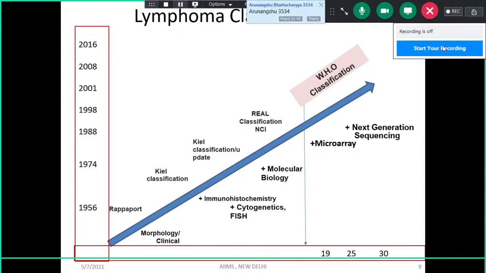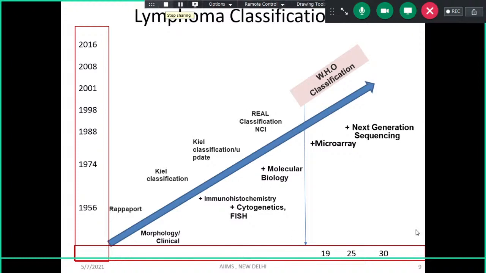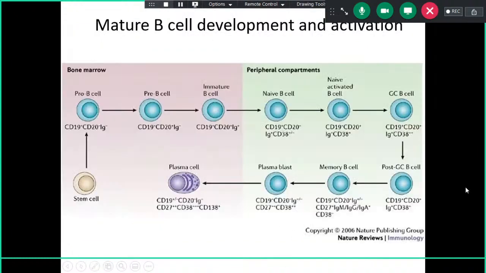So if you see the lymphoma classification, it starts way back in 1956. Now it is 2020. It basically starts with the Rappaport classification. Now we are following the WHO classification. As the technology improves, initially there was only morphology, like what we are seeing on the slide, and the clinical parameters. Then there were only a few entities. As newer techniques came, cytogenetics, FISH, microarray, and next generation sequencing, now there are more than 30 or 40 entities in each of the B and T cell lymphomas.